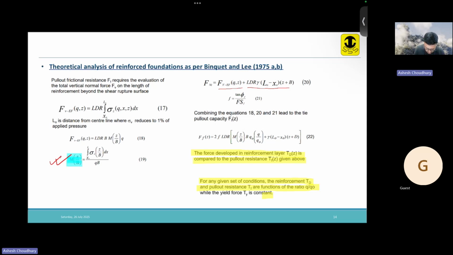Here one thing that I missed is that there should be a term F here. So what is this F? F is nothing but the friction coefficient. The vertical pressure you already calculated, FVV, then gamma times L naught minus X naught, where L naught minus X naught is the length, and what is the height? The height is Z plus B, so Z plus B we are also considering, and then times F times gamma.